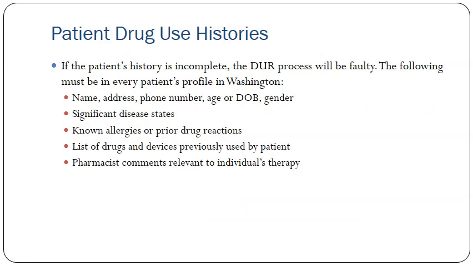We began to discuss the requirements to have a patient's history on a previous slide. A complete patient history is an important part of the drug use review. The history should include name, address, phone number, age or birthday, gender, disease states, known allergies or prior drug reactions, a list of drugs and devices used by the patient, and any remarks on prior drug therapy.